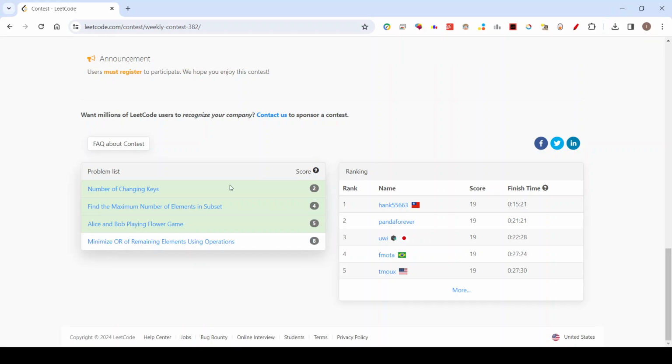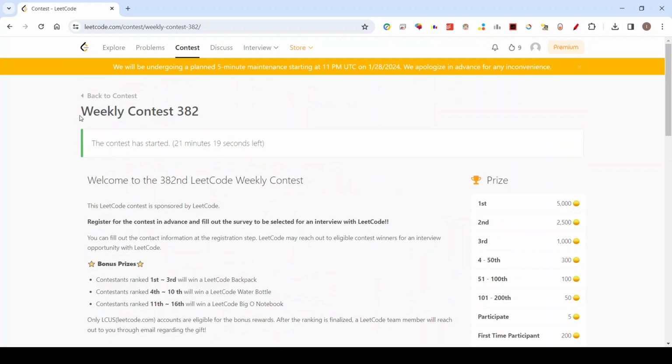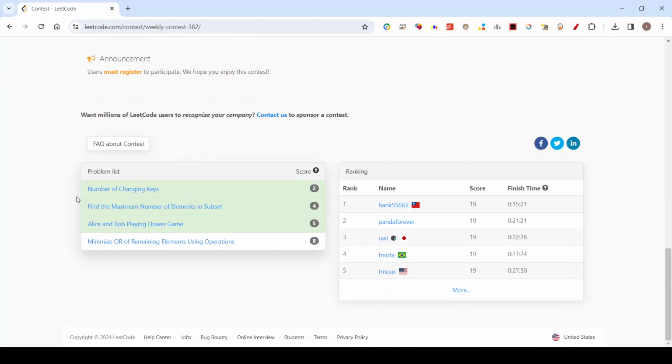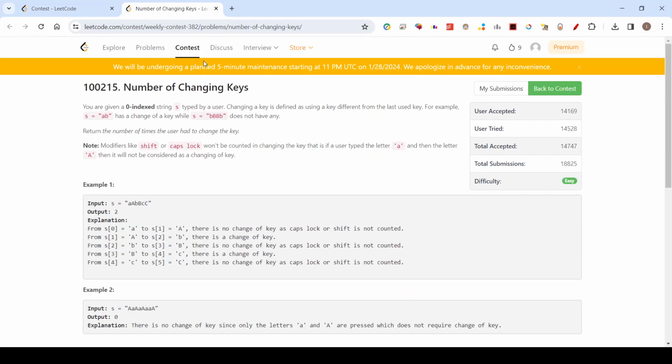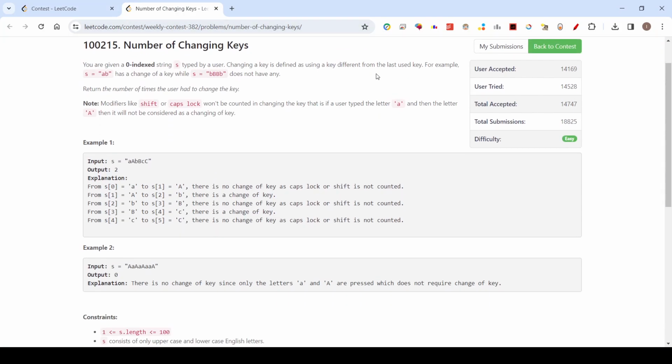Okay, so hello everyone. Today we'll be solving and discussing questions of Leetcode Weekly Contest 382. We'll be discussing the first three problems. So let's start by understanding the first question itself. The first question is number of changing keys.